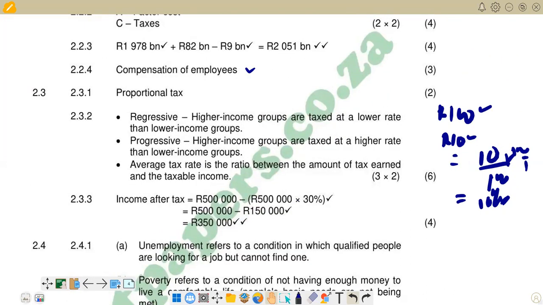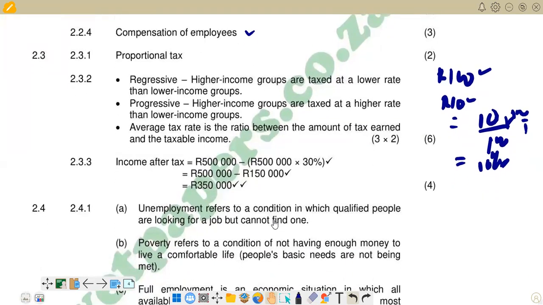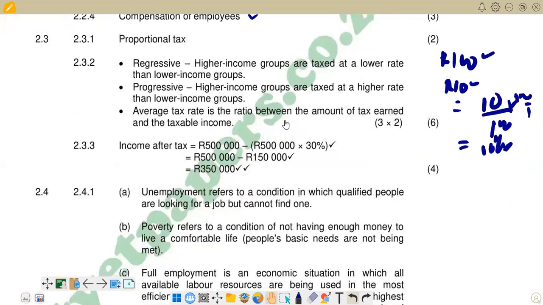Poverty, as explained there, is saying poverty refers to a condition of not having enough money to live a comfortable life, in brackets, people's basic needs. So you cannot attain the basic needs. People's basic needs are not being met. So basically, poverty refers to a condition of not having enough money to live a comfortable life, in brackets, people's basic needs are not being met.